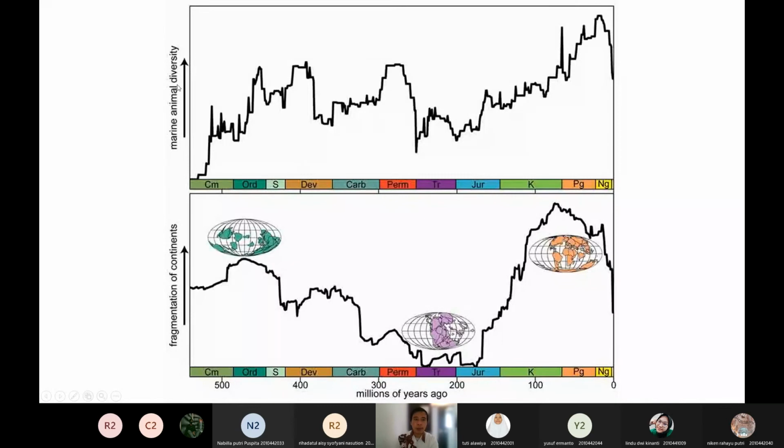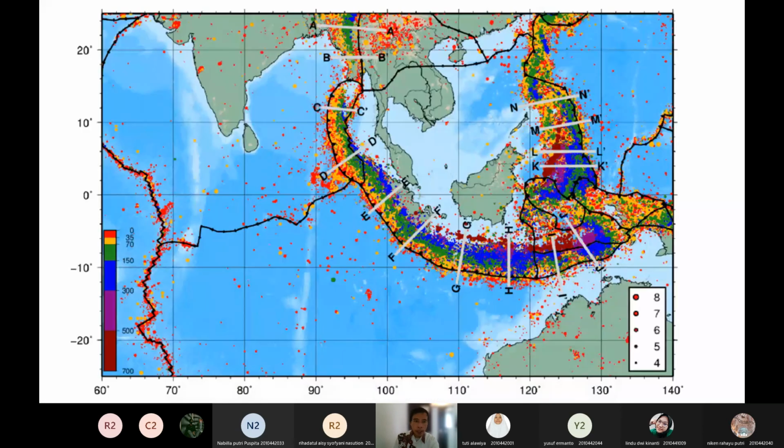And here, from the biological perspective, by understanding the marine biodiversity dynamics, we could also reveal that it is related to the fragmentations of the continents caused by the geological processes understood by the basic concept. And we just try to focus on our region itself.